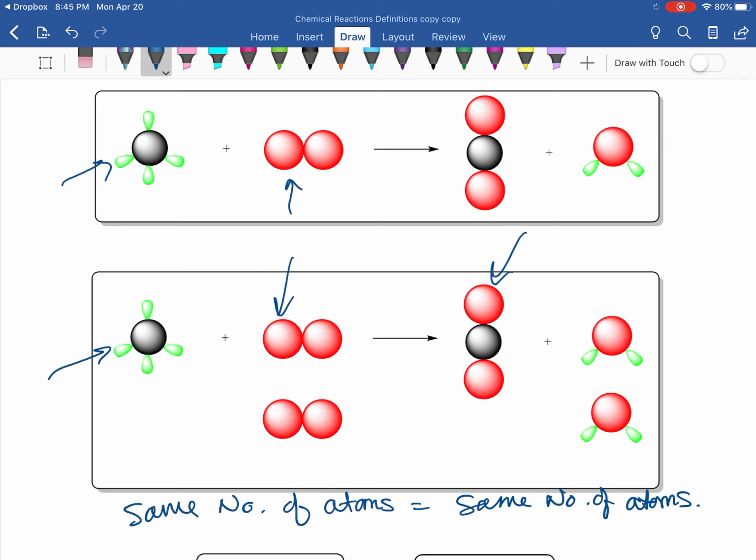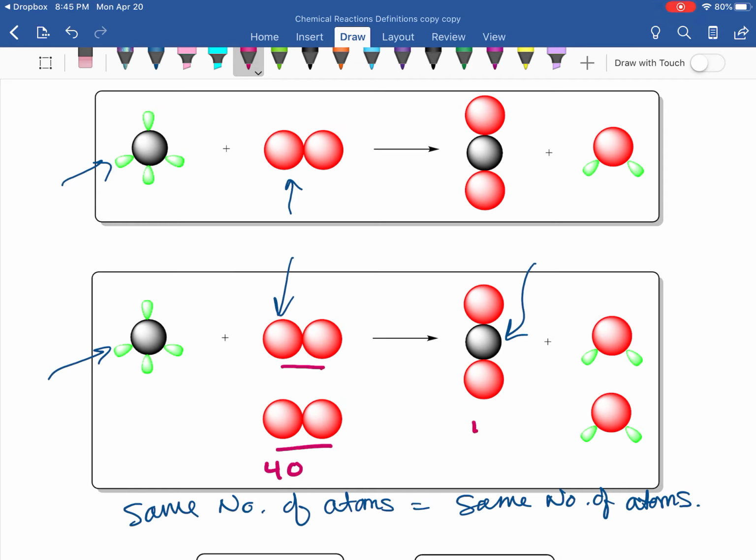So we've got to end up with the same number of hydrogens, same number of oxygens, and same number of carbons. So how do you make that happen? Well, if we look at the second little visual, when we started up here, we weren't balanced at all.